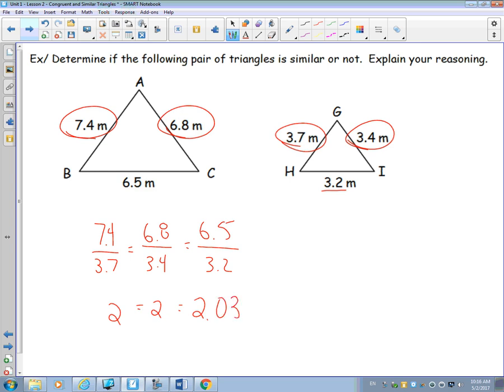It tells me there's not a constant ratio between each of these. The scale factor has to be the same for all 3 comparisons. So the fact that this isn't tells me these are not similar. One of the angles is slightly different than they were in the other triangle.